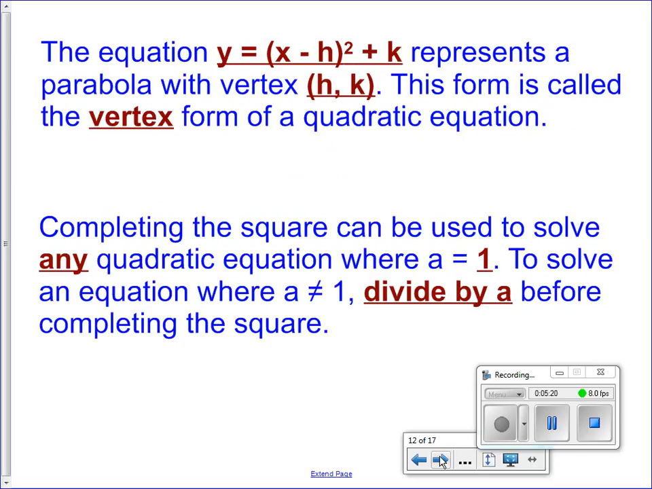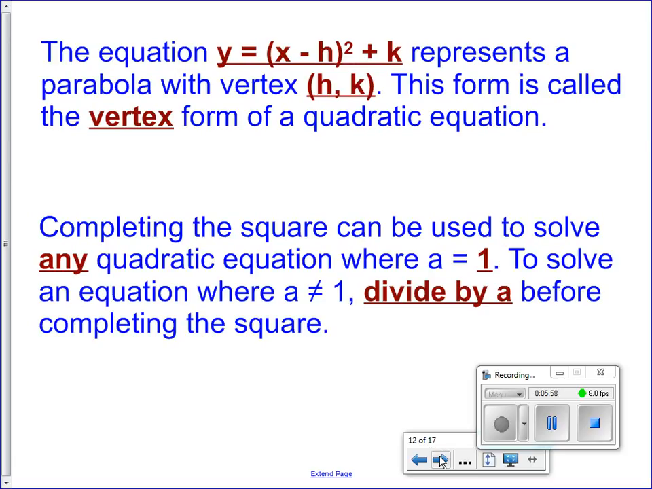The equation y equals (x minus h) squared plus k represents a parabola with a vertex at (h, k). This form is called the vertex form of a quadratic equation. Now, this is a formula I'm not going to require you to memorize. We will do an exercise in today's lesson just to introduce it to you, and we'll do a problem, but I'm not going to require you to memorize that formula.